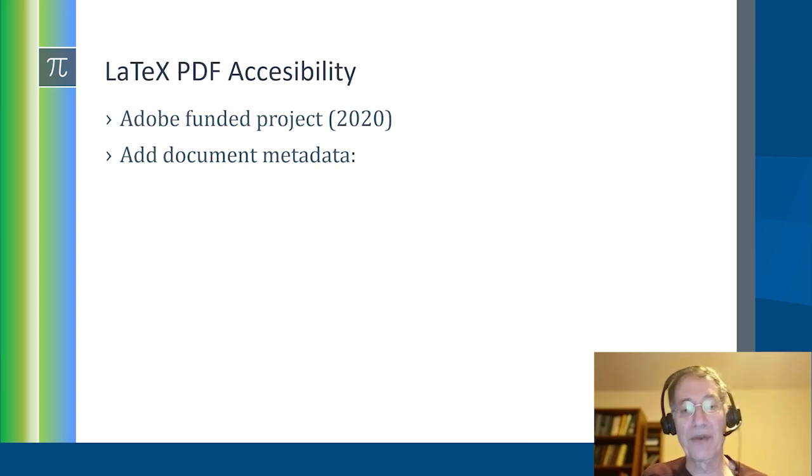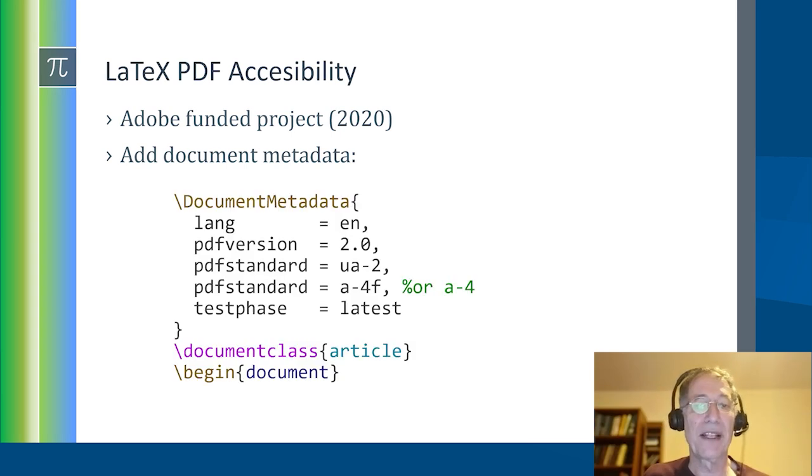So just to make this real for LaTeX users, it doesn't take much to modify your document. Basically, you add some metadata at the top of your document. You tell it what language it is, what PDF version, the PDF standards that you want to apply to the output, and lastly, what they call a test phase equals latest. And that all comes before document class. You can just paste that into the top of an existing LaTeX document and get fully accessible PDF out of that.